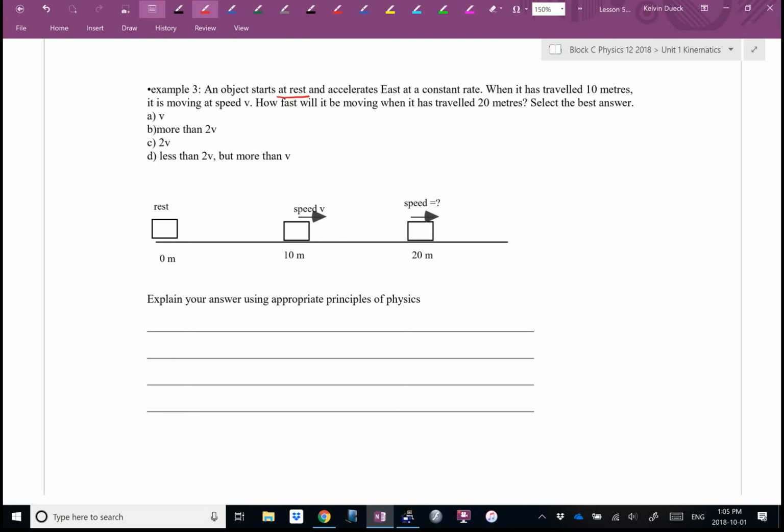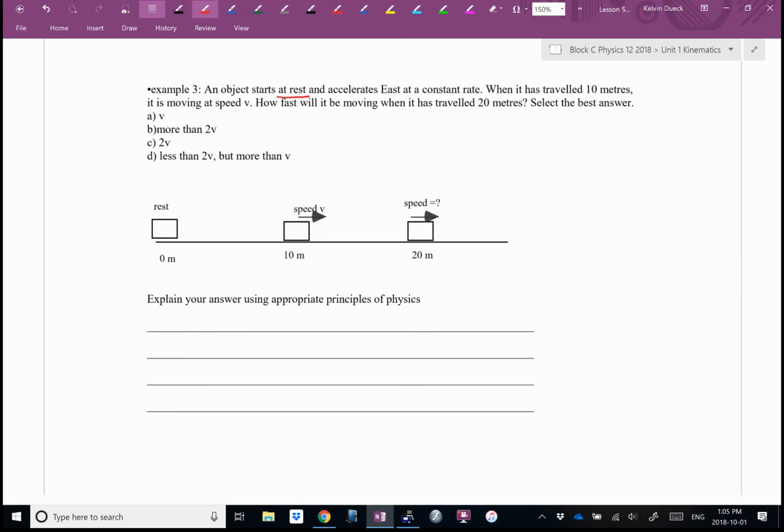So again, here's the situation. After 10 meters, we're going v. When we've gone twice as far, are we still going v? Are we going more than twice as fast? Exactly twice as fast? Or faster, but less than twice as fast? Once again, you're going to vote. Once again, how high you hold your hand up is how sure you are of the answer. So we have 4 choices.